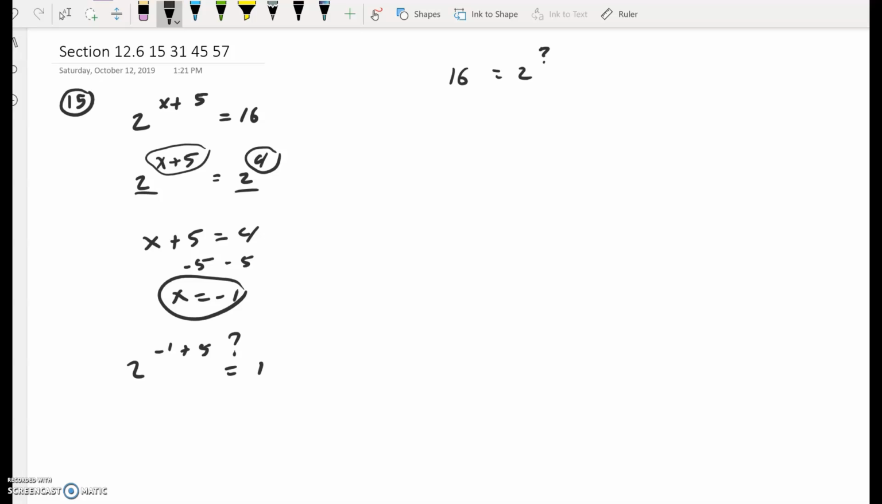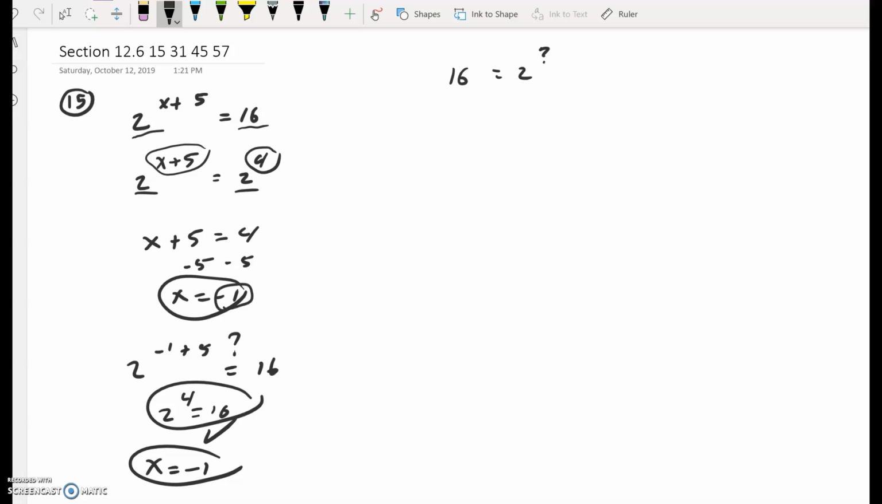So the question is, if you substitute in the -1 in the original problem, do you get a true statement? Is 2 to the 4th 16? And the answer is yes, it checks. And so x equals -1 is the solution. This method depends on there being a common base, and that doesn't happen very often.